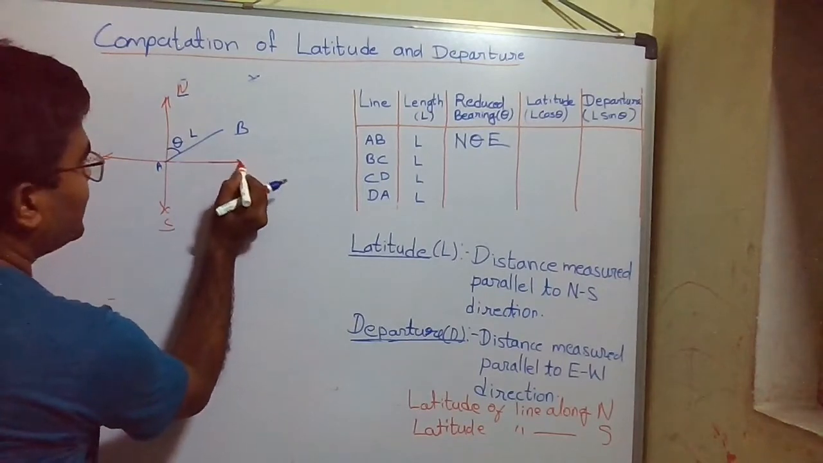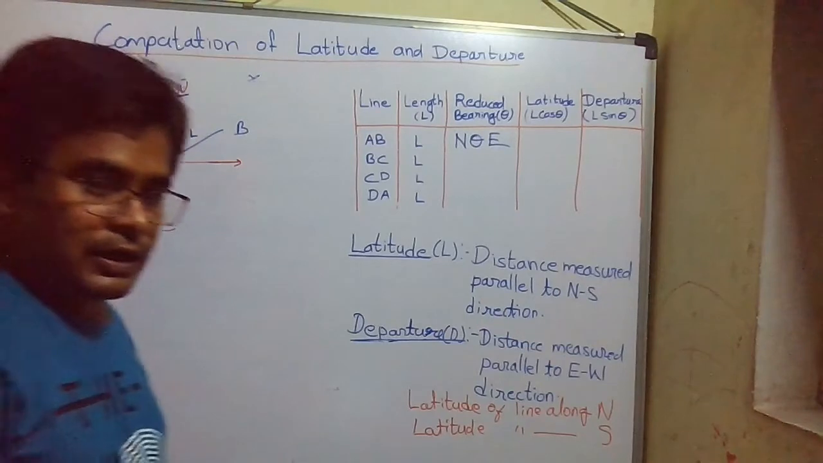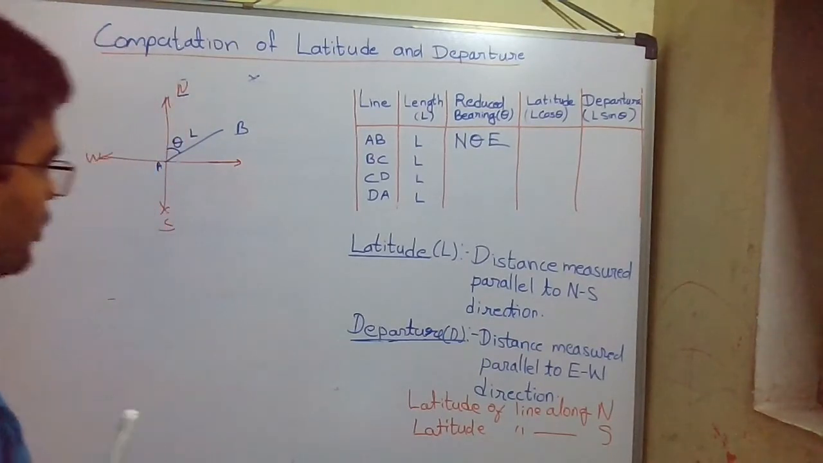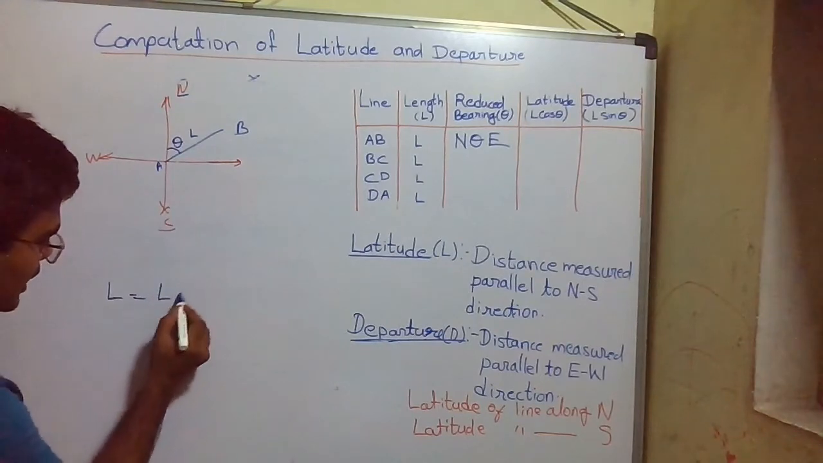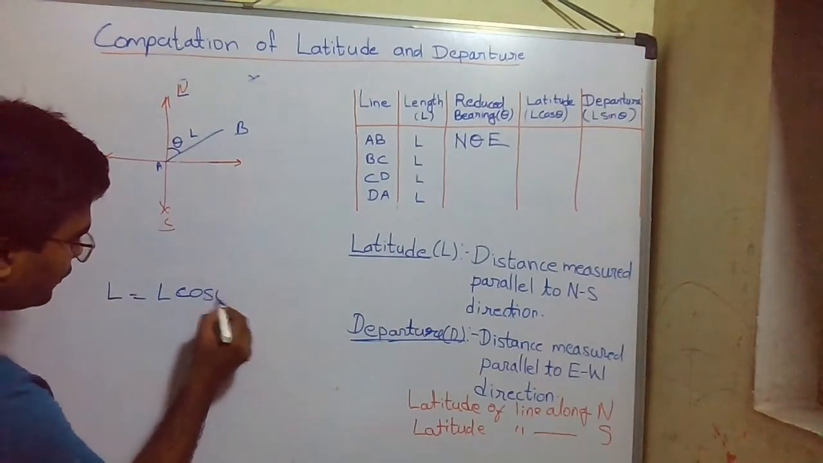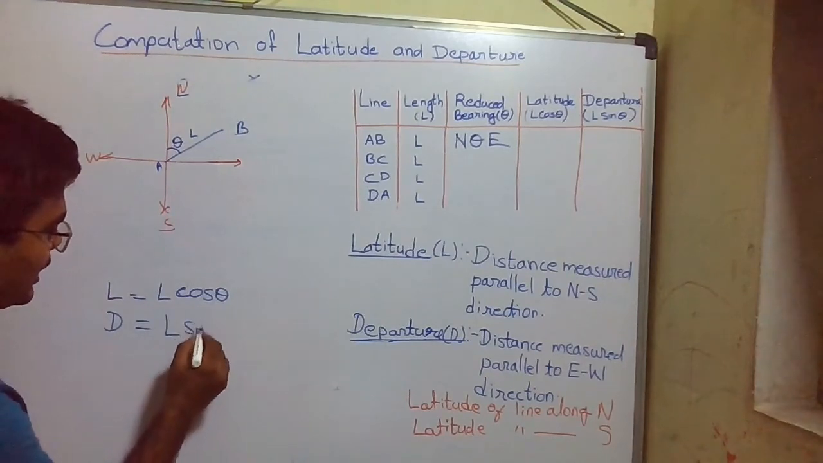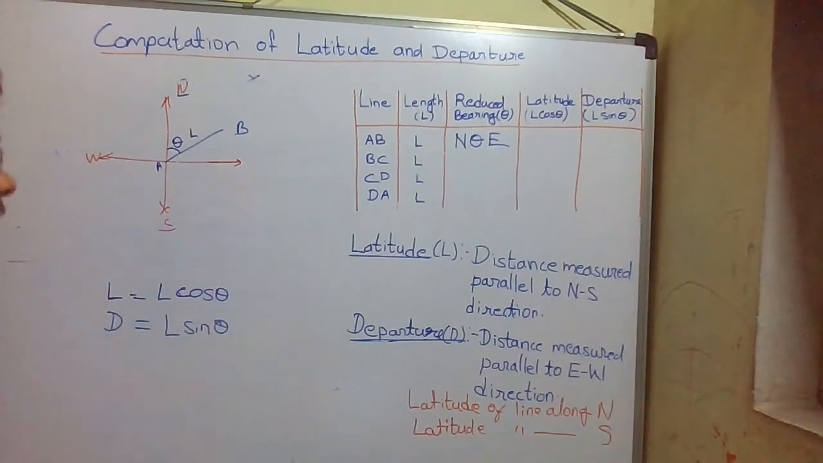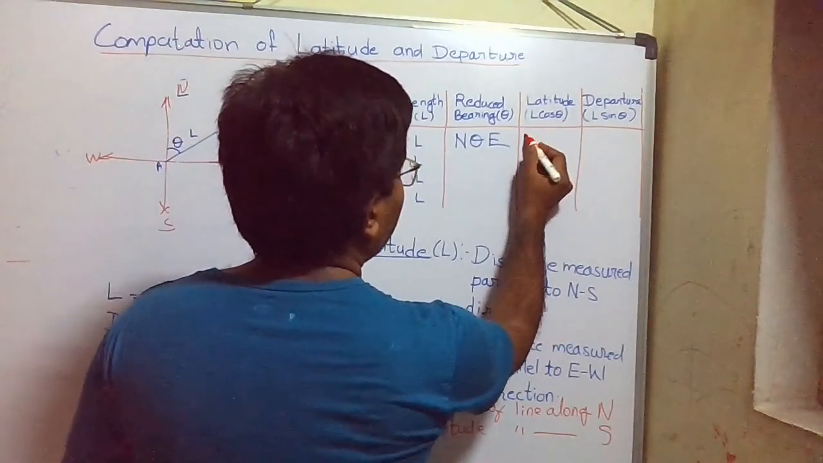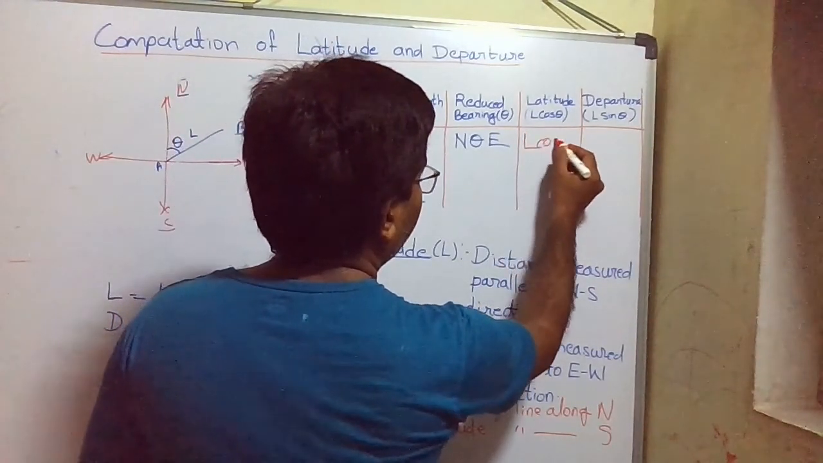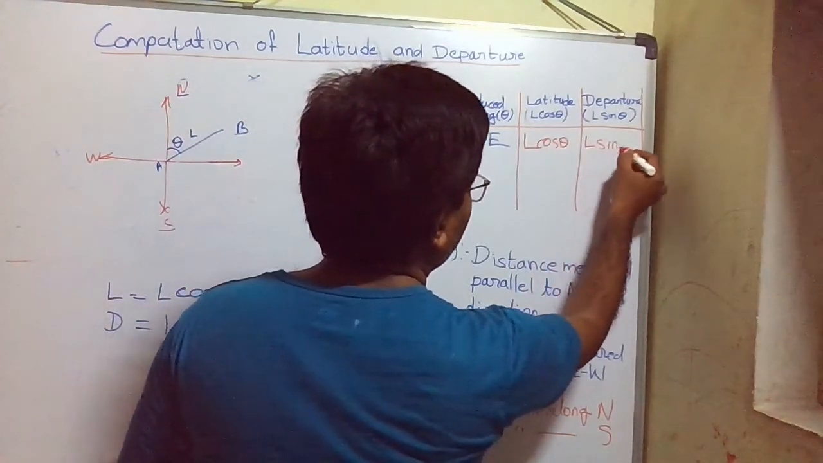Just now we have seen, let it be in any quadrant, what will be the latitude of the line? The latitude of line L is L cos theta, and what is the departure of a line? D is equal to L sin theta. Okay, so the same way we can write: the latitude of a line is L cos theta and the departure of a line is L sin theta.